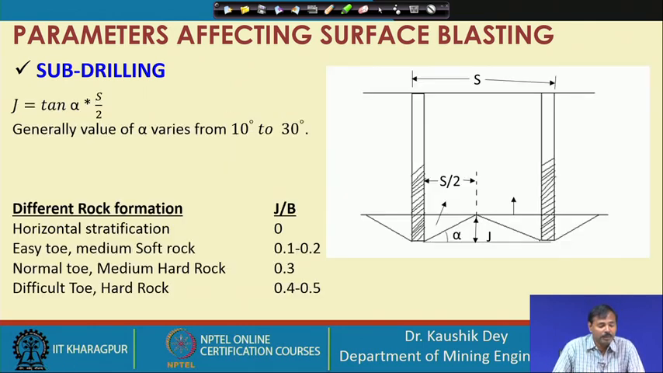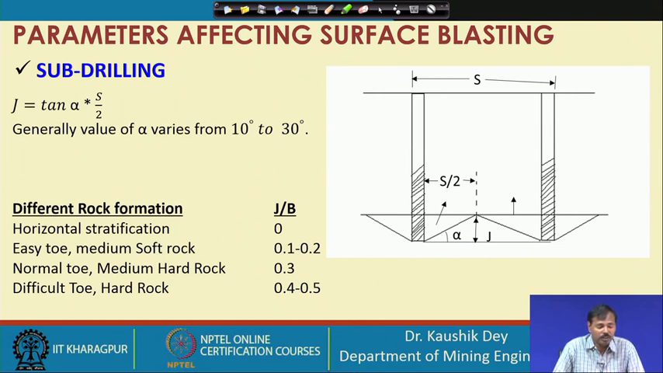Sub drilling may be calculated using this equation: J is equal to spacing by 2 multiplied by tan alpha, where alpha varies between 10 degrees to 30 degrees. This is a thumb rule, and you can see the equation given in this picture. Considering alpha between 10 to 30 degrees, the sub drilling length may be calculated.